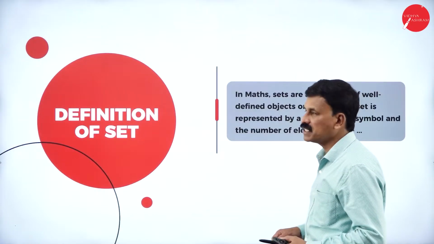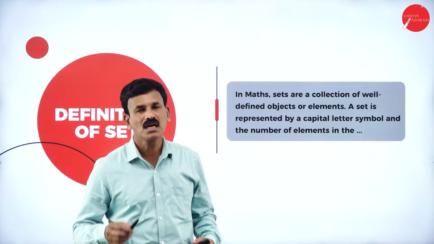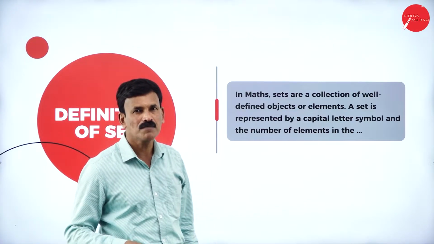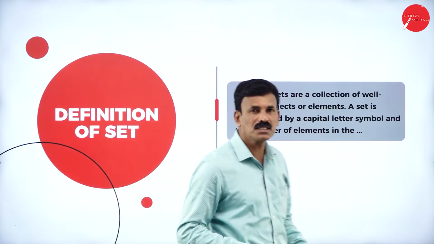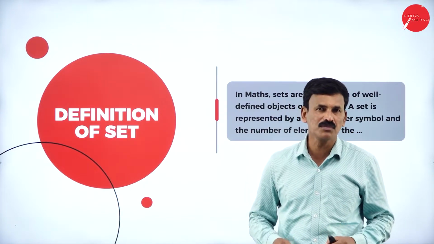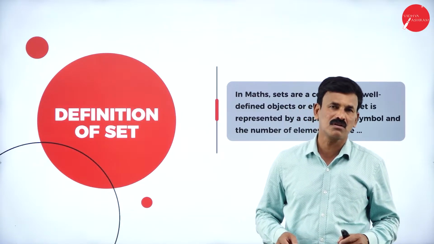Now let us come to the first concept, set. You might have studied in your previous classes the definition of a set, examples, and representation of a set. Let me discuss set. What is a set? Actually, a set is nothing but the collection of well-defined objects. Whatever the objects may be, they must be well-defined. The collection of well-defined objects is called a set.